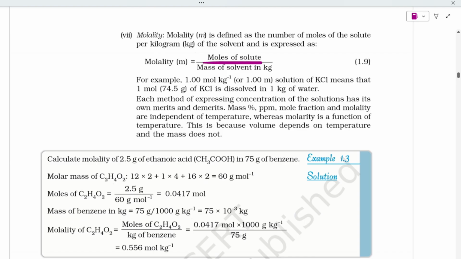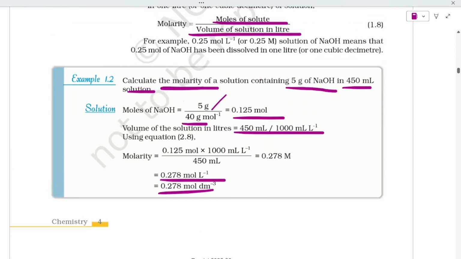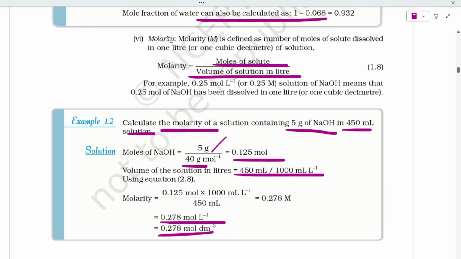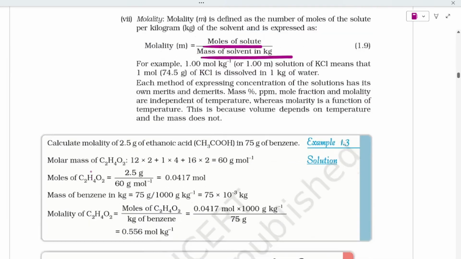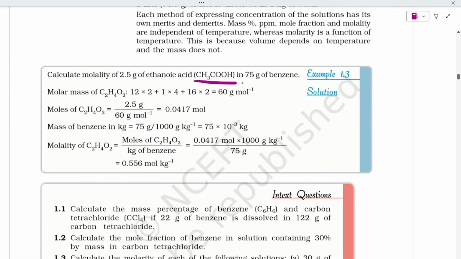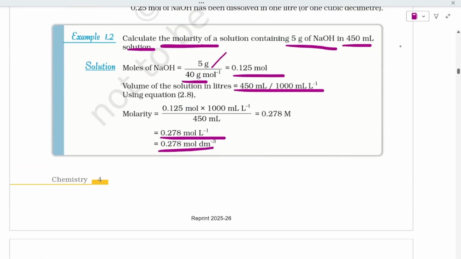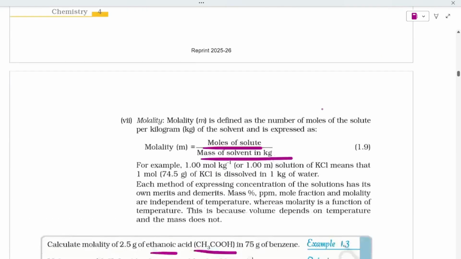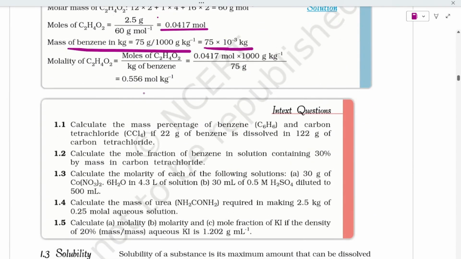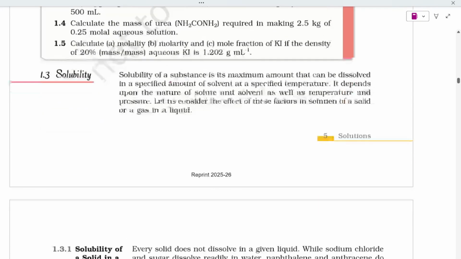Molality, this is moles of solute divided by mass of solvent in kg. This is solution in liter, this is solvent in kg. If you see this example, they have given CH3COOH, that is ethanoic acid, and you'll get moles as 0.01417 mole. And for benzene, that is per kg, you will do into 10 power minus 3, because they have given in gram and we want in kg, but in the molarity case they had given in milliliter and we wanted in liter. Okay, now we'll get the answer as 0.556 mole per kg.